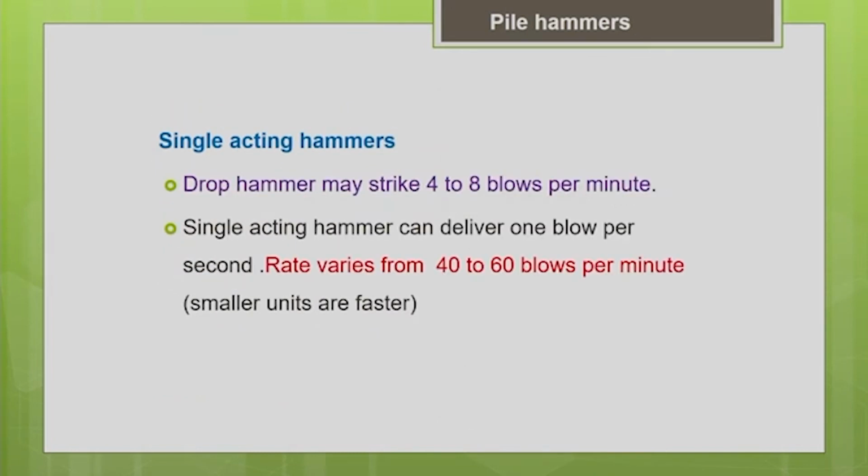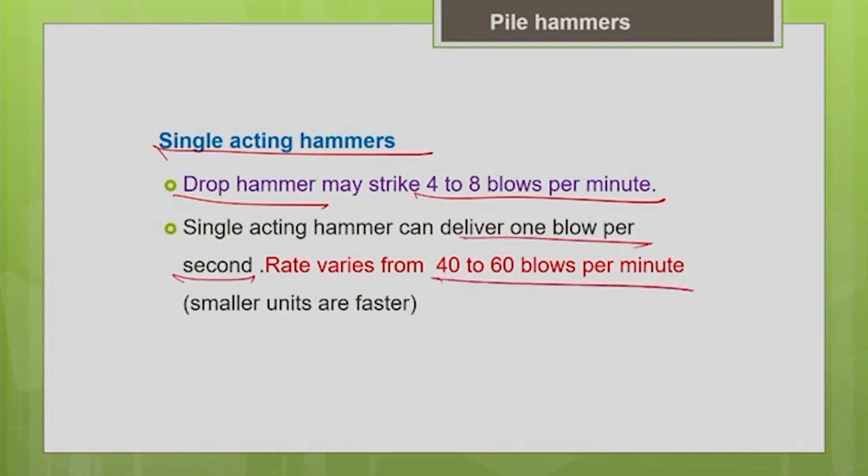So, when you compare the productivity of your single acting hammer with the drop hammer, earlier we discussed the blow rate of the drop hammer is 4 to 8 blows per minute, but your single acting hammer has a better productivity. It can offer 1 blow per second. That means the blow rate is almost 40 to 60 blows per minute. Even the smaller units will be faster when compared to the larger units. So, when compared to the drop hammer, you can see that the blow rate is significantly high.